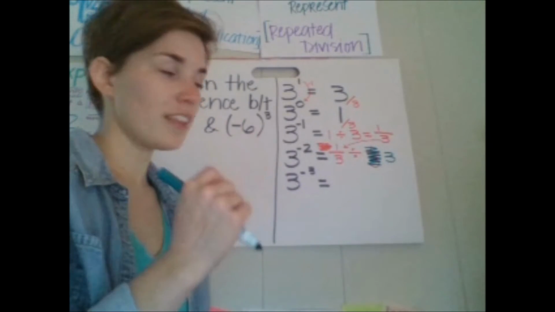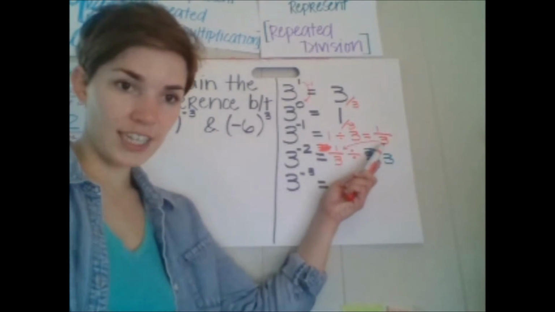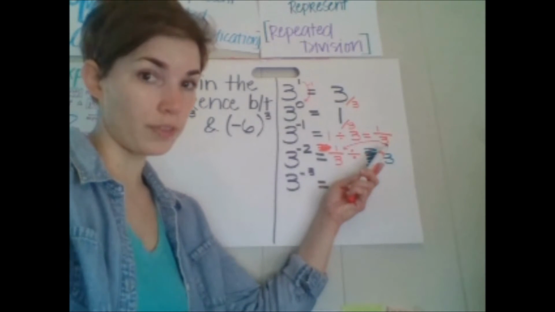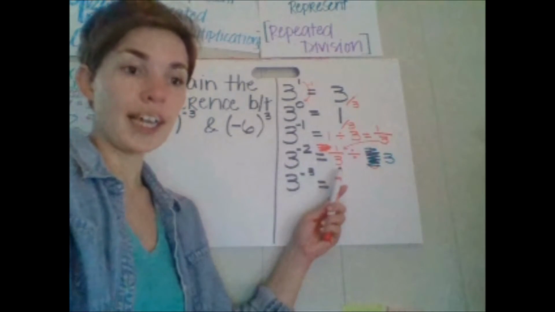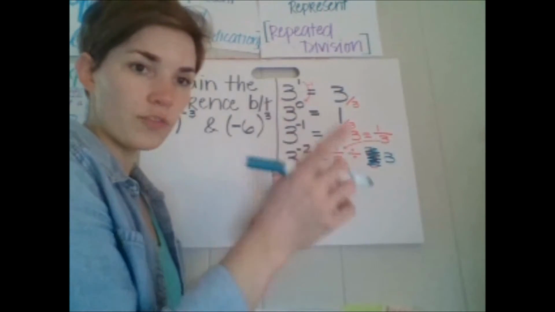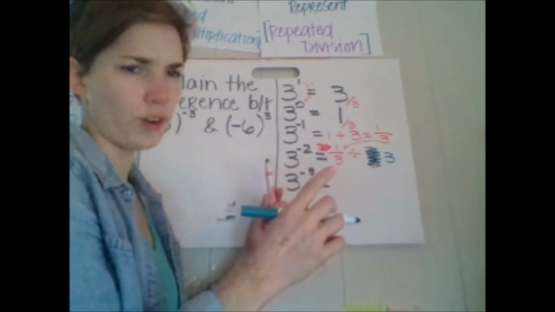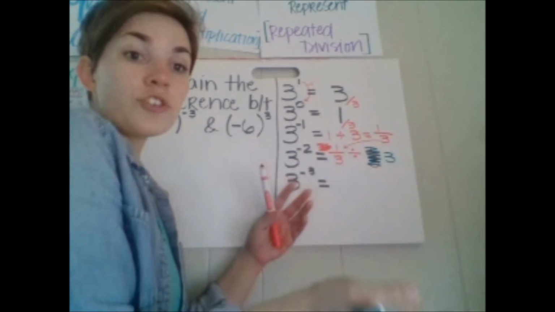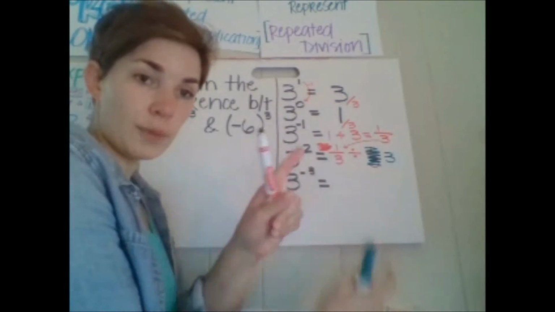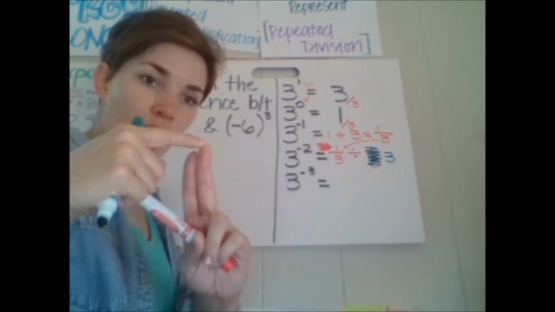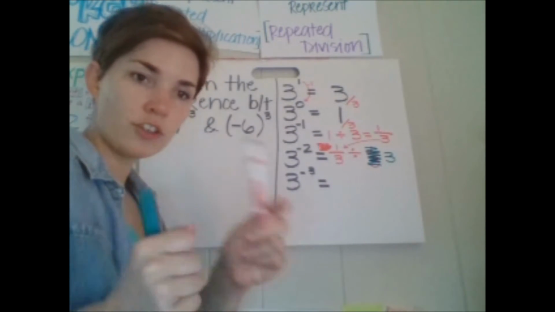All right? So we take the value of 3 to the negative first power, which we found to be 1/3. We're going to pull it right down here. And we're going to divide it by 3 again. So to say 1/3 divided by 3. Okay, so now we're dividing a fraction. When you're dividing a fraction or dividing by a fraction, you're going to keep your first term, change the operation, and flip your second term.